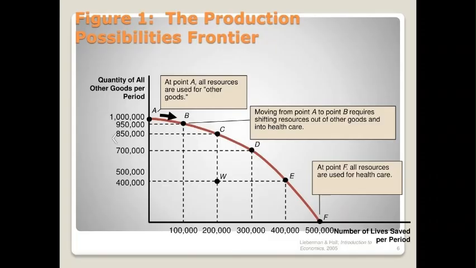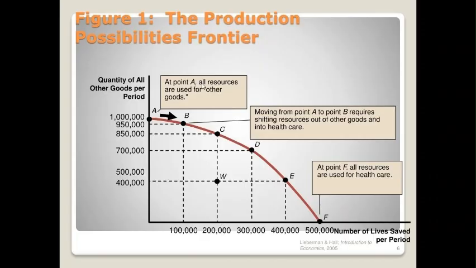So in order to save 2,000 lives, we have the incursion of 2,000 here. And let me slow down a bit. So we have 2,000 here. In order to save 2,000 lives, we had to sacrifice a total of 100,000 goods per period in order to have 2,000 lives saved per period. That 1,000 is the marginal increase.